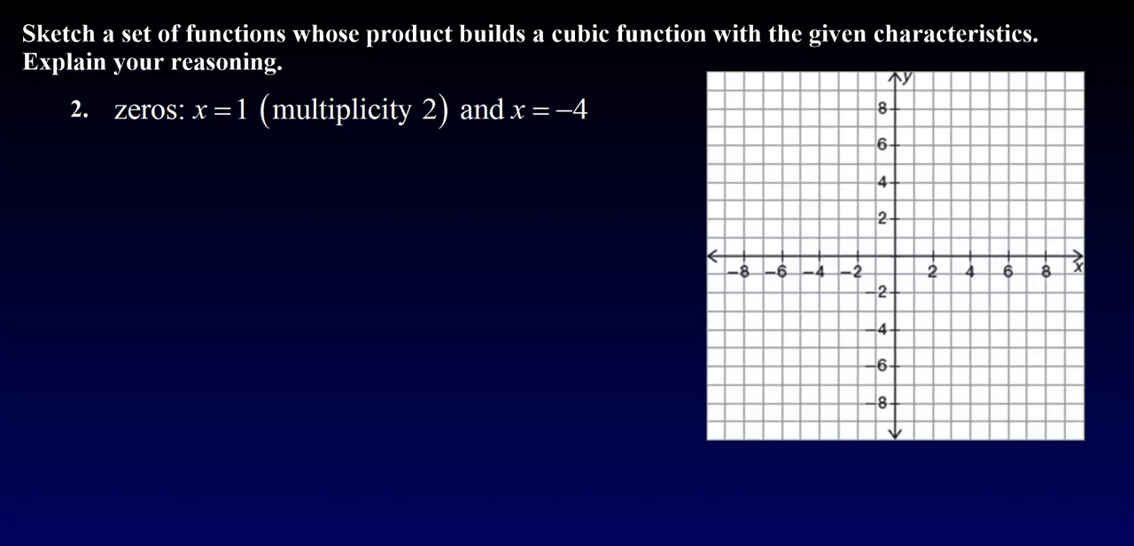I'm going to explain one thing before I have you do it, and that is when it has a multiplicity of 2, that means that this is x equals 1 twice. Which could be represented by two linear functions, or it could be represented by a single quadratic function that comes down, touches, but doesn't cross, and then goes back up. So with that, go ahead and try this one on your own. Pause it, and then unpause to see how you did.